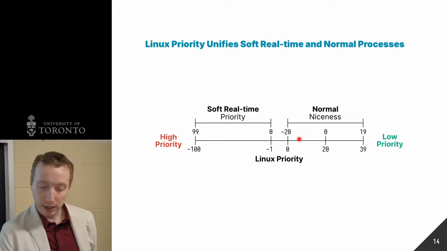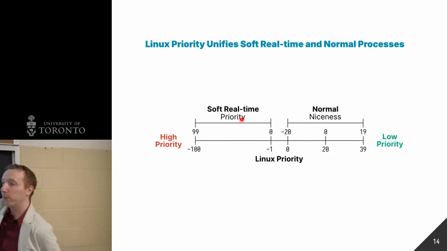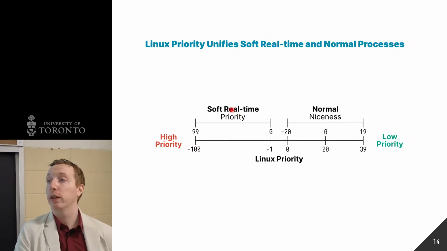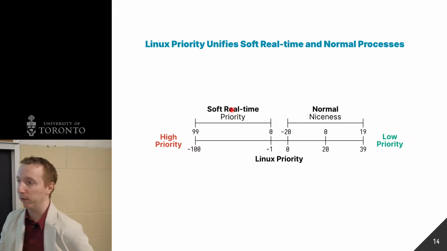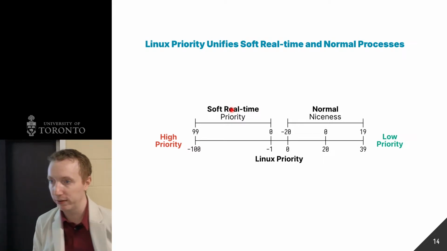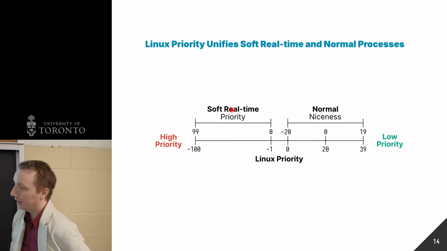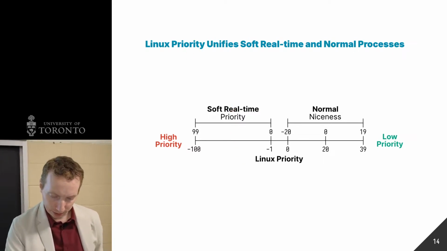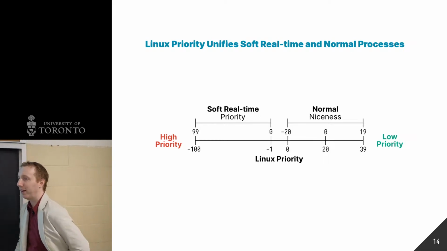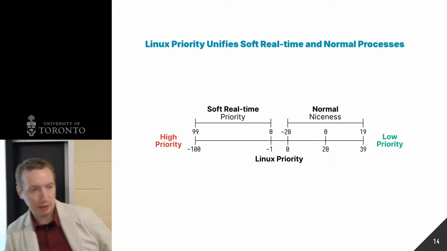So soft real-time will always get scheduled before normal processes, and they'll use some simple scheduling algorithm like round robin or first come, first serve. But they're always run before normal processes. All right. We can explore any questions on that. It's just a weird thing. You don't have to remember the numbers or anything like that. I just have them up here so we can actually read them.